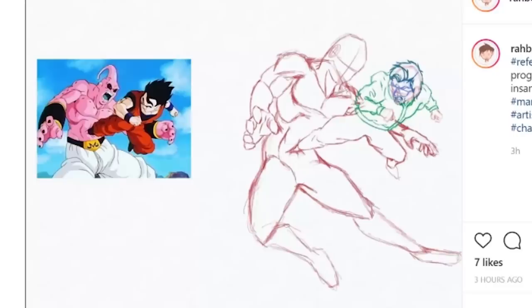Here's a final point. You don't have to study from video reference all the time. It can be from animation. It doesn't have to be live action. Dragon Ball Z might not be the best to study sometimes, but if you like it, then that's what you study. If you want to replicate Dragon Ball Z, that's what you study.